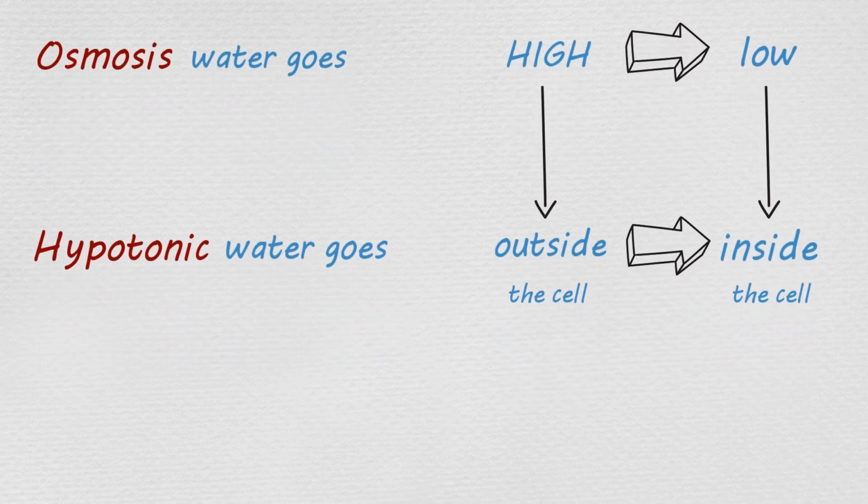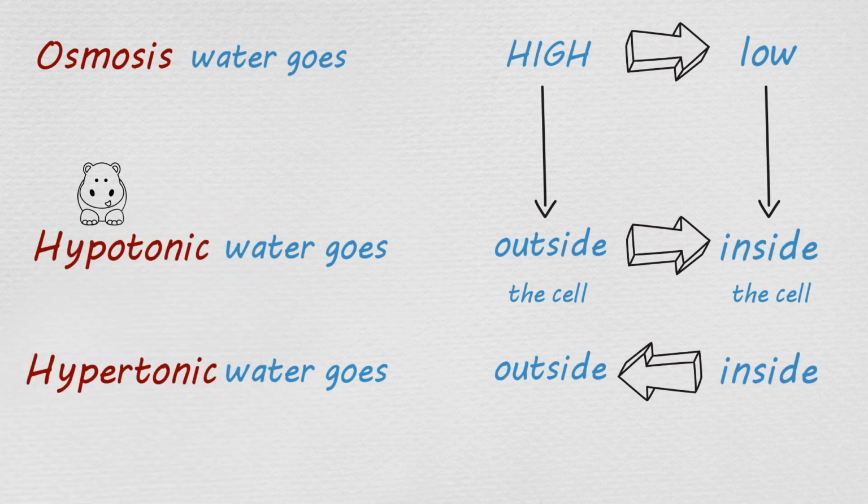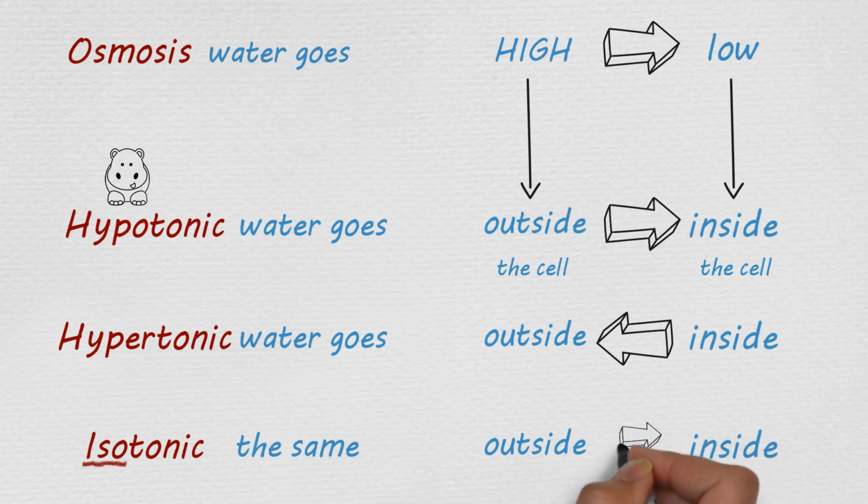To remember what happens in a hypertonic solution, you just need to remember that it's the opposite of the hypo or hippo image that we just talked about. So in a hypertonic solution, water leaves the cell. And isotonic? Iso means the same, like an isosceles triangle has two sides the same length. So in an isotonic solution, the concentration of water is the same in the cell and in the solution. Overall, in an isotonic solution, water does not move into or out of the cell.